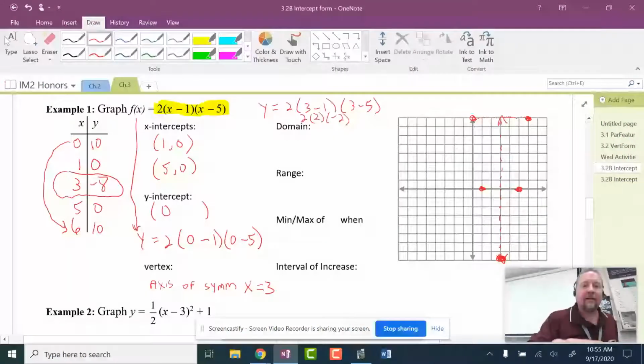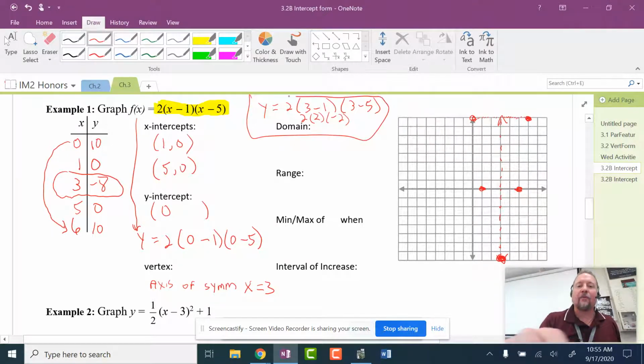And you could check that. 6 minus 1 is 5. 6 minus 5 is 1. 1 times 5 times 2. Absolutely. And sometimes when you're doing these input outputs, you don't necessarily have to write them. That's why I keep writing them and then erasing them, because I'm just kind of doing it for my work off to the side.